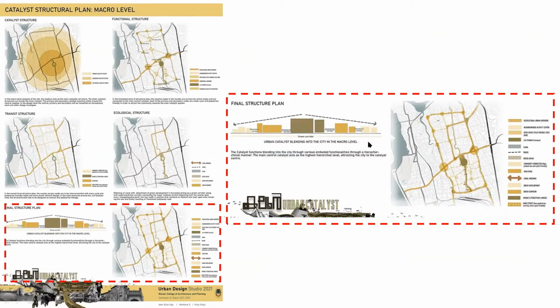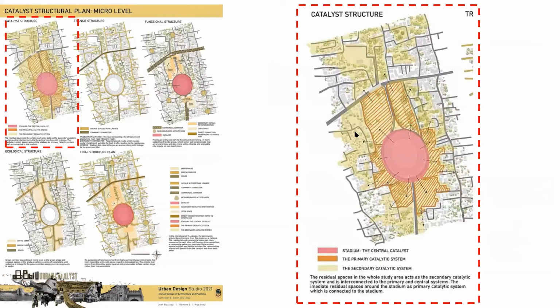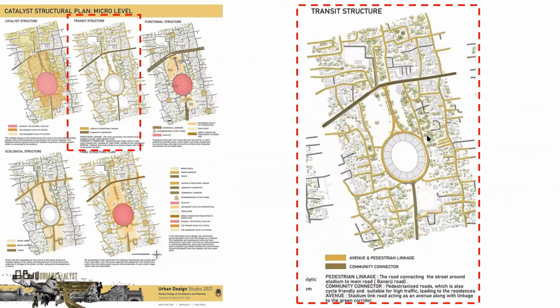So all the catalyst functions are blending into the city through various embedded functionalities in a hierarchical manner. Now moving on to the structure plan at micro level. Initially, the catalyst structure was derived considering the stadium as the central catalyst, the immediate residential spaces as primary, and the rest of the area as secondary catalytic system. Now in the transit structure, the linkages between road, street networks and also community connectors were derived in order to achieve an overall connected catalytic system in the micro level of the site.